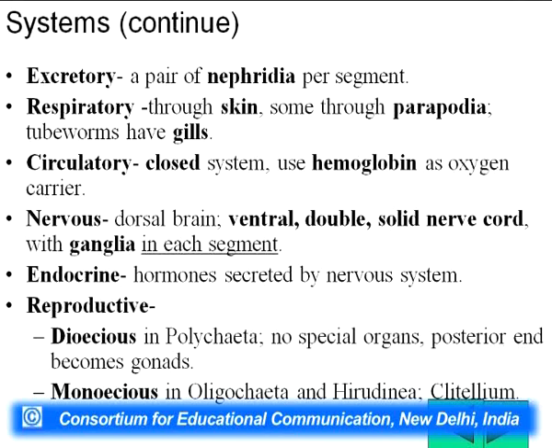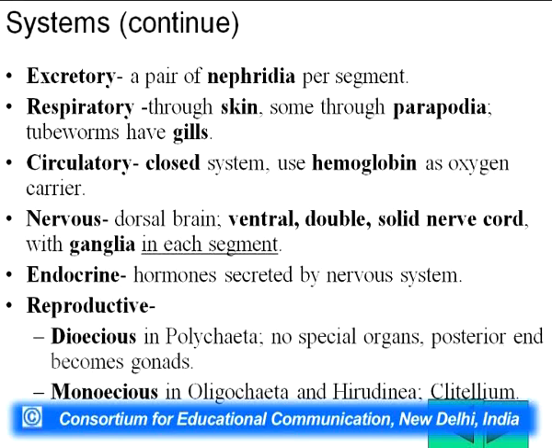of the body. Regarding the nervous system, they have got a brain in the head region. The position is dorsal, and from the brain generally a nerve cord arises which is ventral in position, and this ventral nerve cord bears one ganglia in each body segment. There are a number of endocrine organs, and the hormones are secreted by the nervous system.